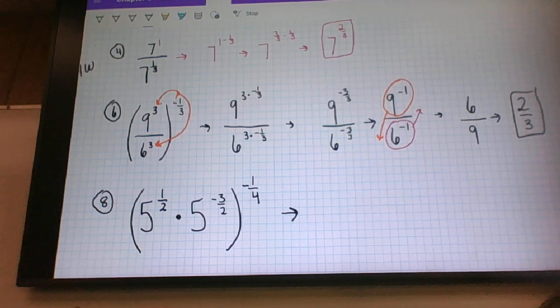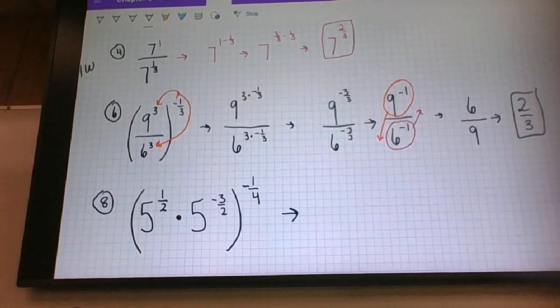Okay, and as you can see, as these problems build, they get more and more complicated. There's more and more exponents, more and more possible right ways to do it. So there's 2 options here.